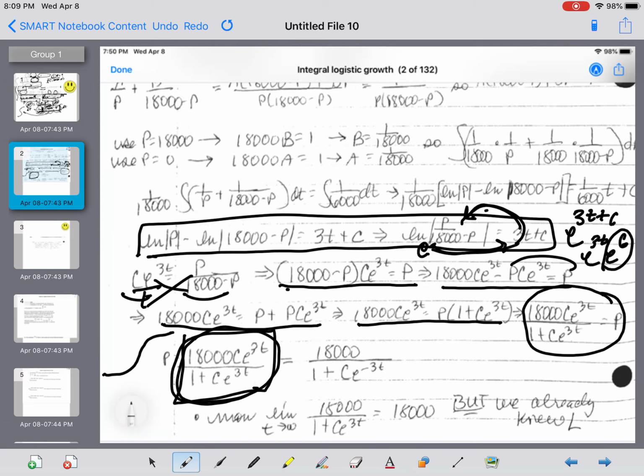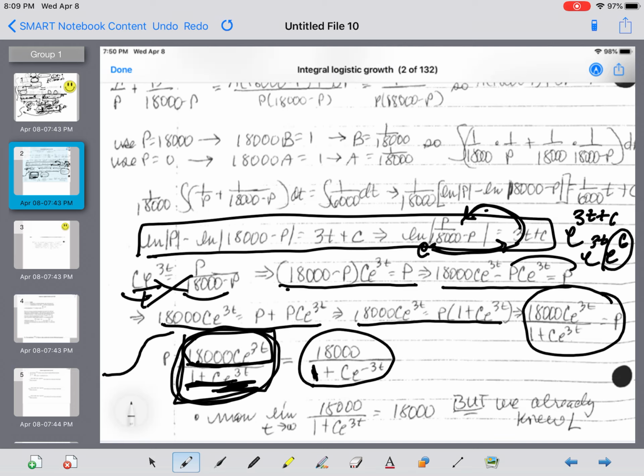But anyway, some people take this and divide the top by e to the 3t and the bottom by e to the 3t. If you divide the top by e to the 3t, c e to the 3t, it leaves you 18,000. And then if you divide this by c e to the 3t, it leaves you 1. And then if you divide this by c e to the 3t, it leaves you c e to the negative 3t. So anyway, that's the original equation.